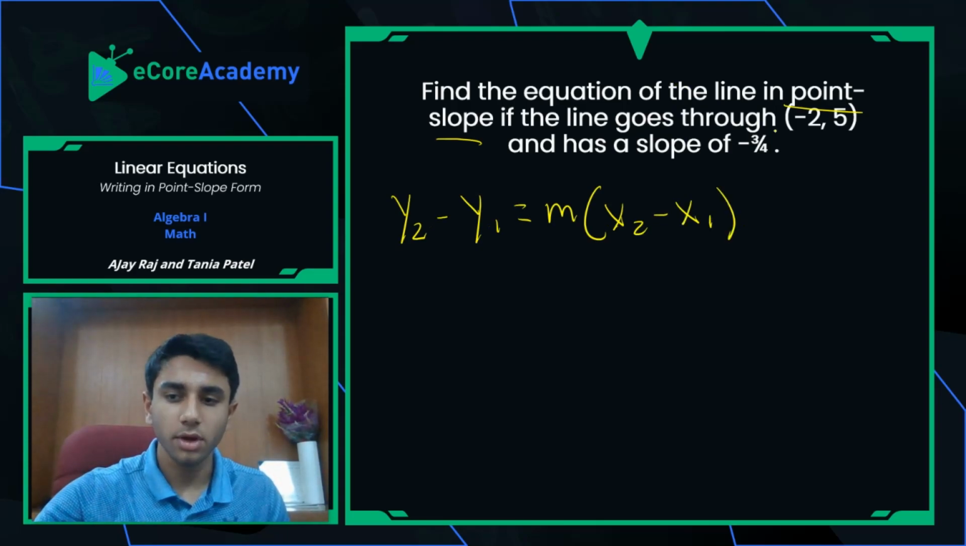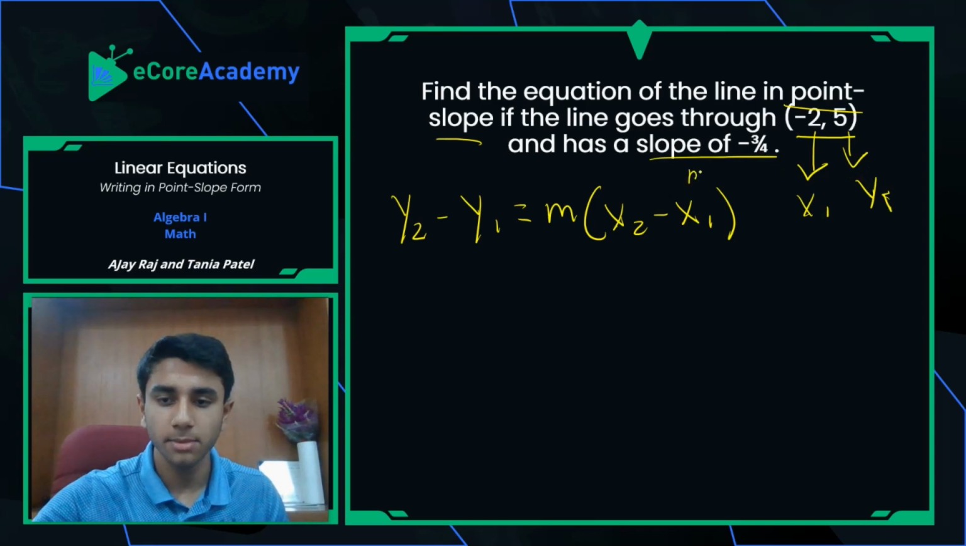And then of course, we're given our ordered pair here. This -2 is going to be our x1, and 5 is going to be our y1. And then finally, we're given our slope of -3/4. That means that m is going to equal -3/4.